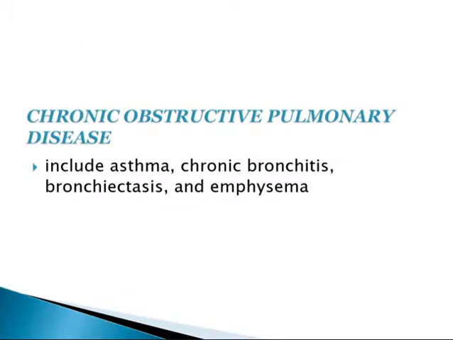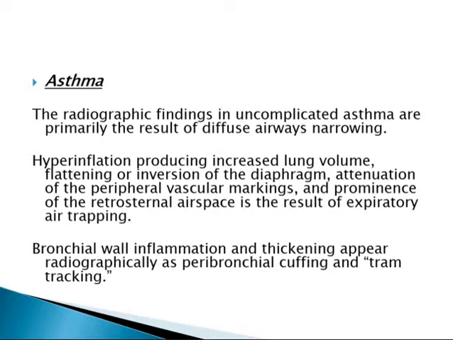Now, we'll continue with chronic obstructive pulmonary disease. In the fundamental books, it includes asthma, chronic bronchitis, bronchiectasis, and emphysema. Asthma. The radiographic findings in uncomplicated asthma are primarily the result of diffuse airway narrowing: hyperinflation producing increased lung volume, flattening or inversion of the diaphragm, attenuation of the peripheral vascular markings, and prominence of the retrosternal airspace as a result of expiratory air trapping. Bronchial wall inflammation and thickening appear radiographically as peribronchial cuffing and tracking.